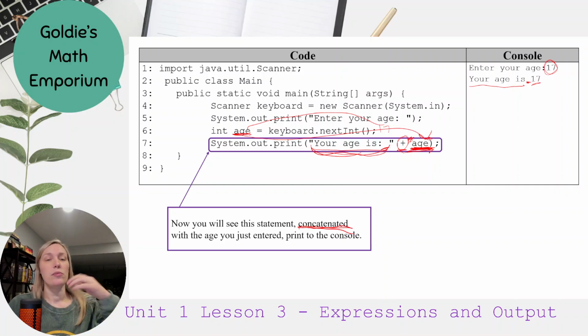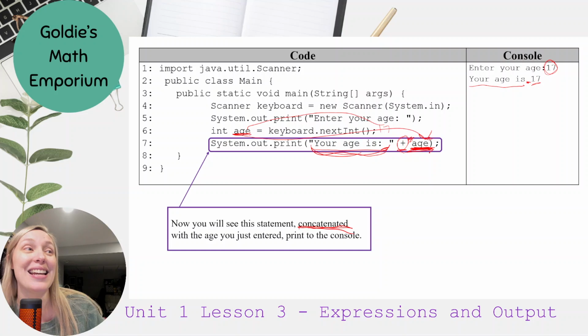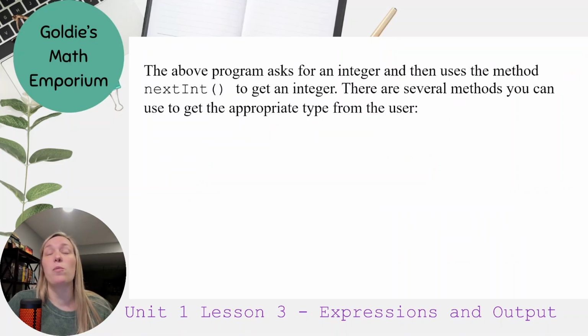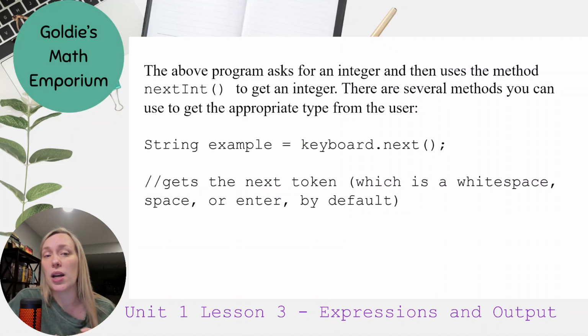So this is the code to get an integer. What if you want to get other things from the user? Like what if you want a decimal or a word from the user? We have other ways to ask for that. It goes with the same code, but instead of nextInt, you're going to do something else. For example, if you just do keyboard.next, that is where you get what the user types. The user could type a number, a word, or a sentence.